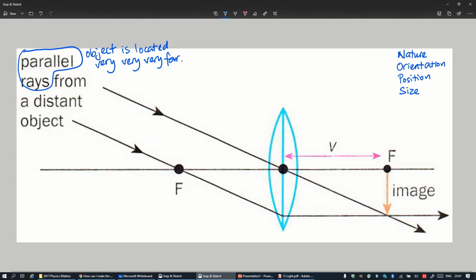And using the three basic lines, as you can see in the diagram here, the image is formed on the opposite side of the lens compared to the object. Now when you see this, we can say that the image is real. Only the real image can be formed on the opposite side of the lens.